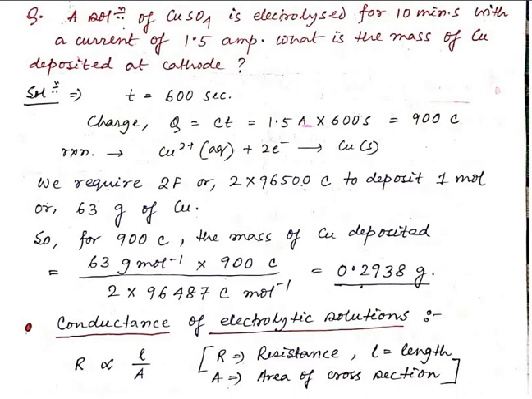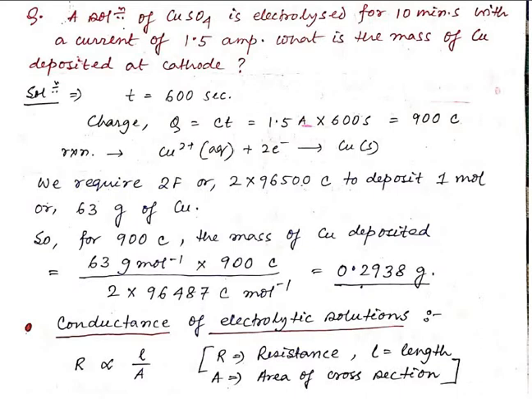So T, that is 10 minutes, is 600 seconds, and the charge, that is Q, is actually CT. C is 1.5 ampere, that is the current, and T is the time, that is 600 seconds. If I multiply these two, we get the charge, that is 900 coulomb.